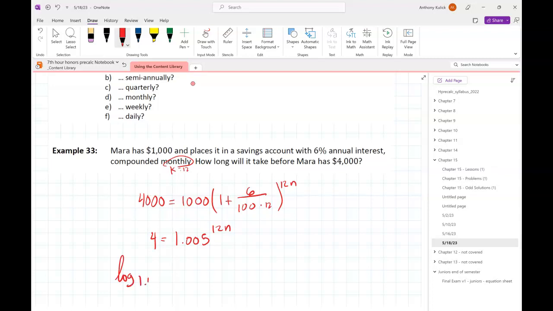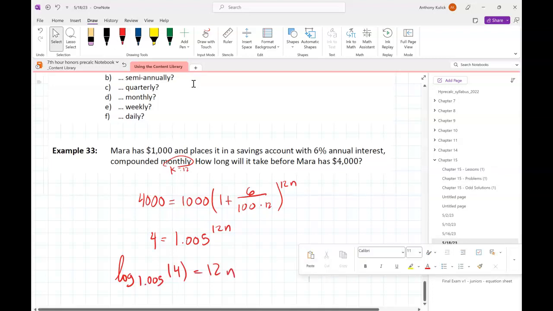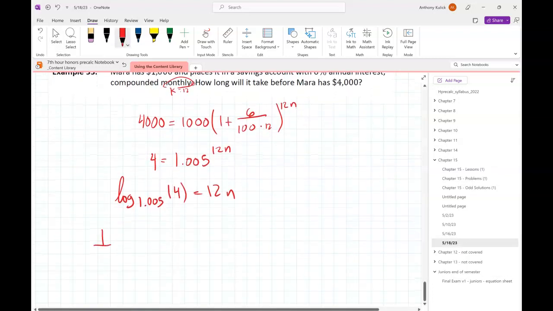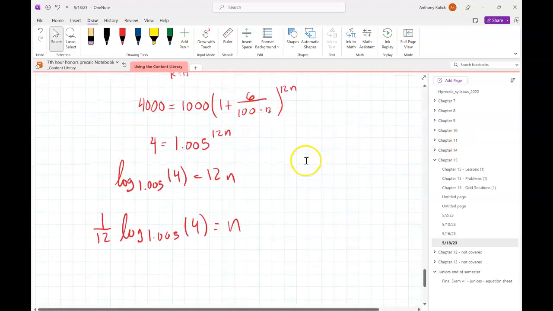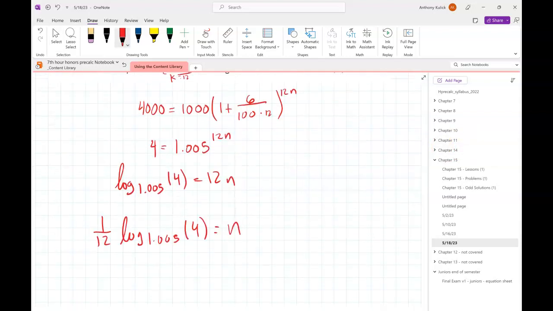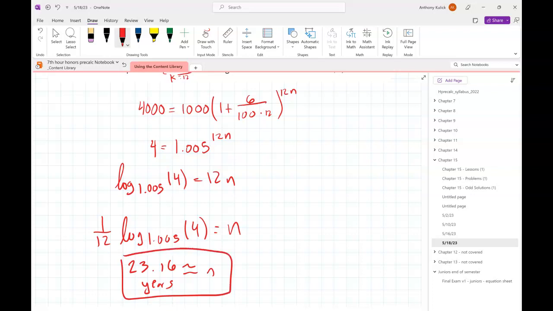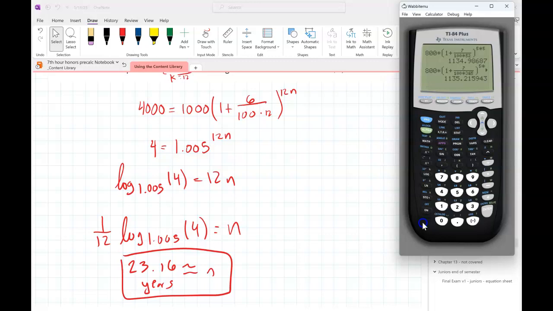Excellent. Log base 1.005 to both sides. And then we'll just divide by 1 over 12. Or I'm sorry, divide by 12 or multiply by 1 over 12. And when I type that all into my calculator, I get about 23.16 years.